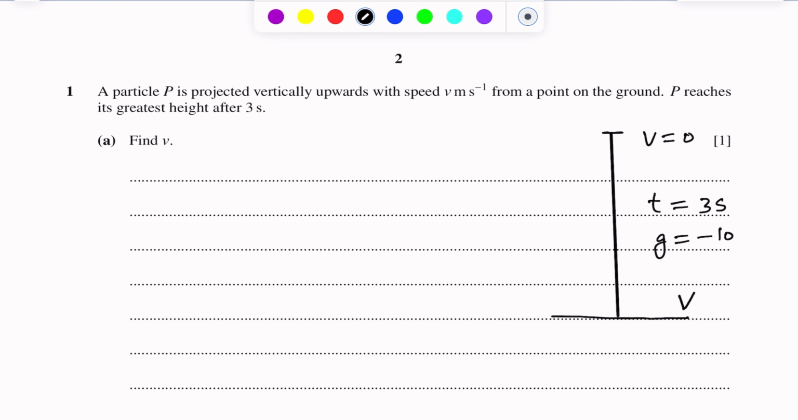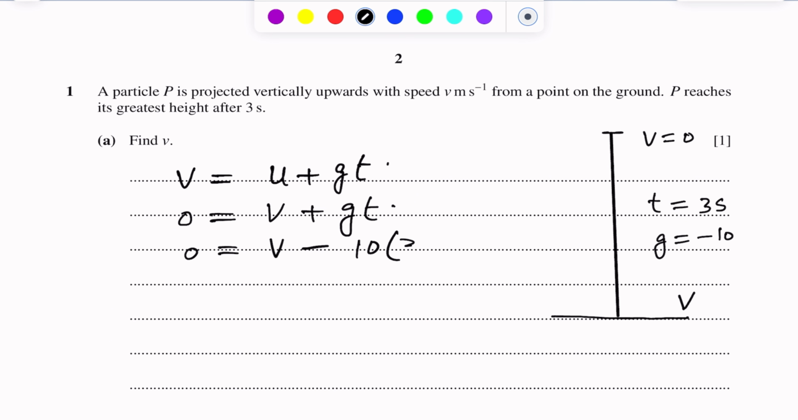We are using this equation, V is equal to U plus G T. V, final speed, is 0. Initial speed, we are representing it by V. So we are writing here 0 equals V plus gt. V minus 10 into t, t is 3. V minus 30. So V is equal to 30 meter per second.